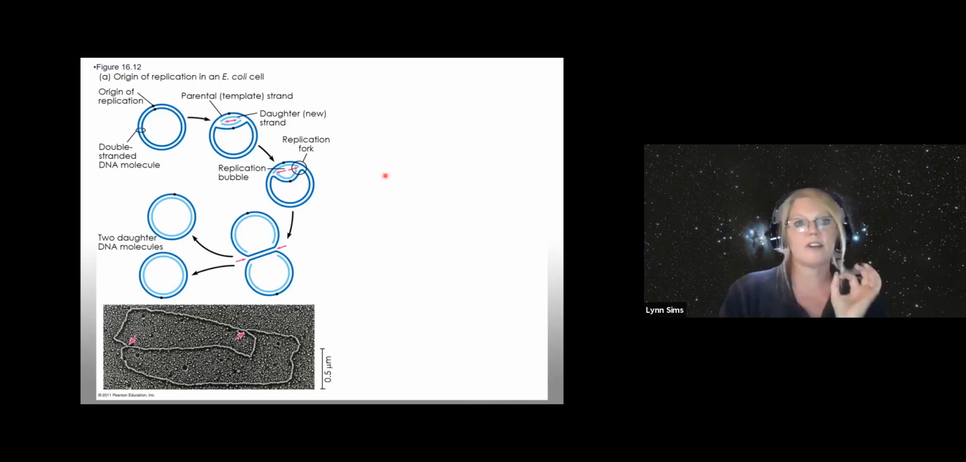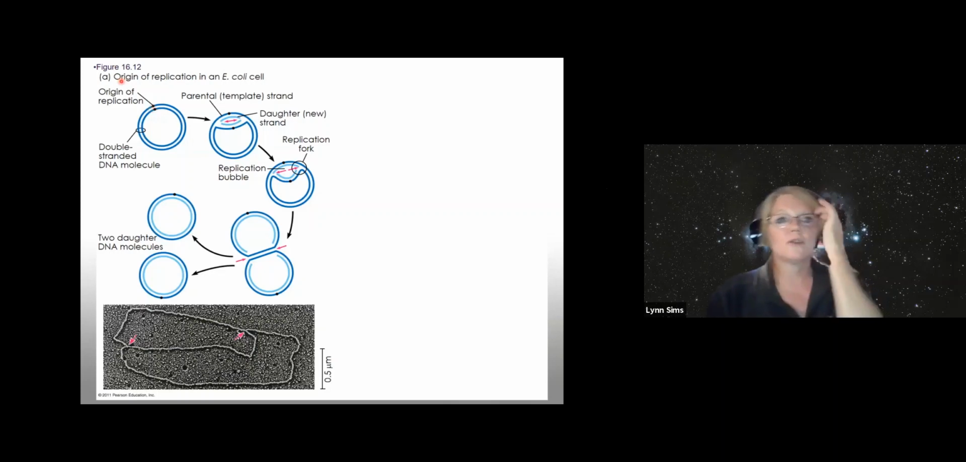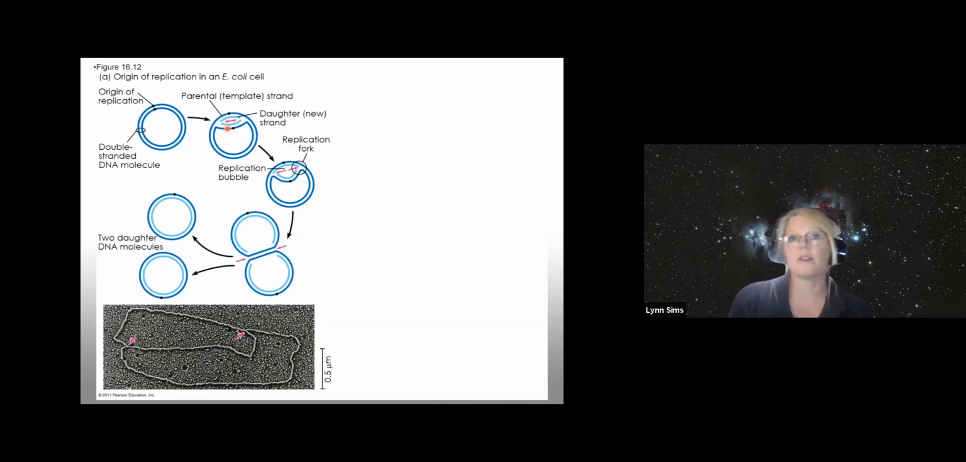So we have the parent strands, which are dark here. Those need to separate in order to use them as a template to make a copy. So there's an origin where they separate in bacteria. There's a single origin, and this is called the origin of replication. So there's a single origin of replication in bacteria. And remember, it's circular. Then we have the replication bubble that forms once the parent strands separate. Once the parent strands separate, there's going to be a bunch of proteins. We're going to talk about these proteins and other enzymes that participate in this process.